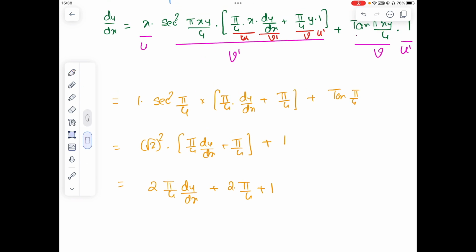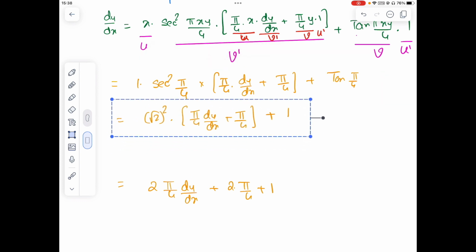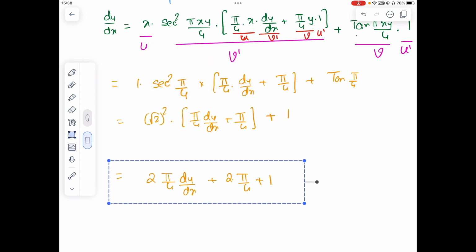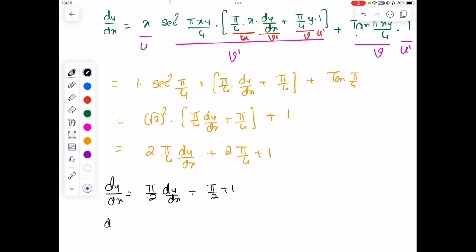So what does that become now? I make a space so that it can come in only one screen, so you can clearly refer to that. Pause it and refer to that. So now dy by dx equals pi upon 2 dy by dx plus pi upon 2 plus 1. So take the dy by dx terms on one side: dy by dx minus pi upon 2 dy by dx equals pi upon 2 plus 1.